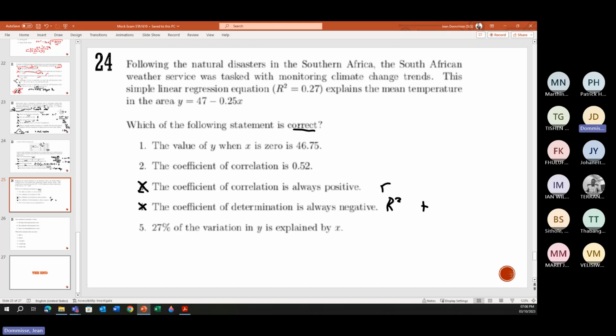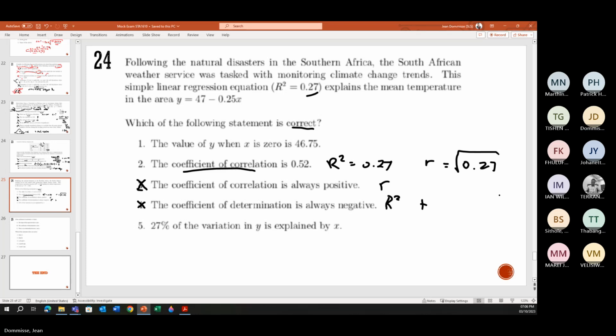We're looking for the correct answer. So they tell us R squared is 0.27. If R squared is 0.27, then the coefficient of correlation, which is R, is basically the square root of 0.27. Hopefully that gives me the answer. So the square root of 0.27 is 0.5196.